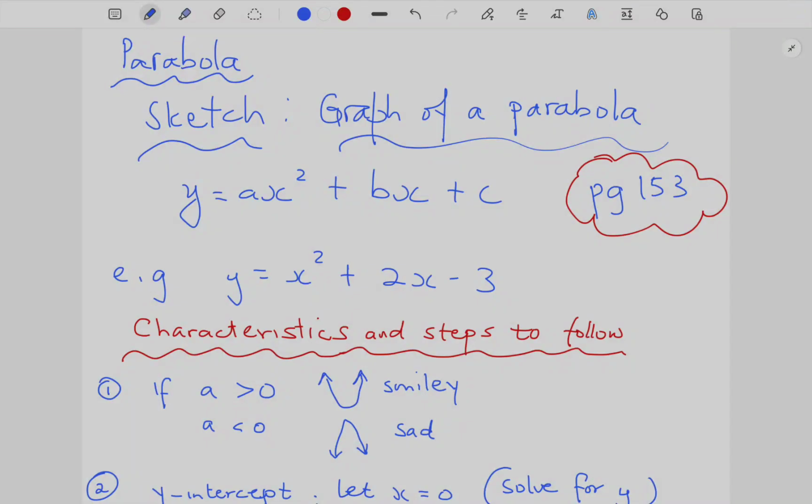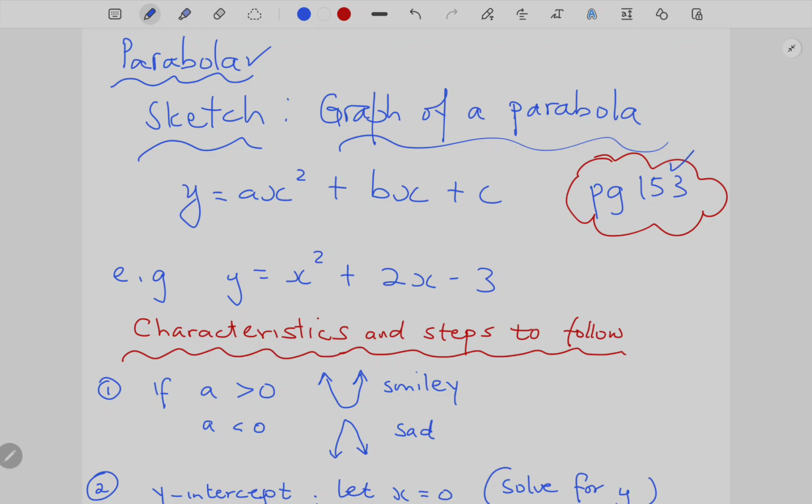Okay, part of the question that has been asked there with the 8-week assessment, you need to be able to sketch the graph of a parabola. So, how to sketch the graph of a parabola. Firstly, the parabola is in the form y = ax² + bx + c. The other name for parabola is quadratic function. You can read more about that on page 153.